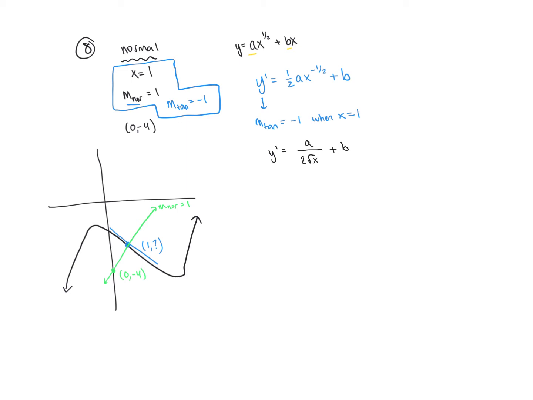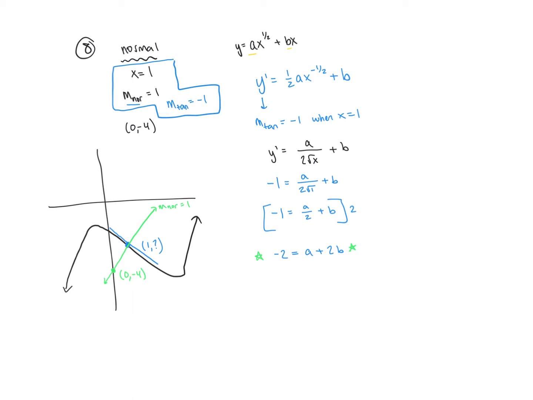Again, I'm going to plug in -1 for y prime: -1 equals a over 2 square root of 1, plus b. That gives me -1 equals a over 2 plus b. I want to clear the fraction, so I'm going to multiply everything by 2. I'd have -2 equals a plus 2b. This will be one of our two equations.